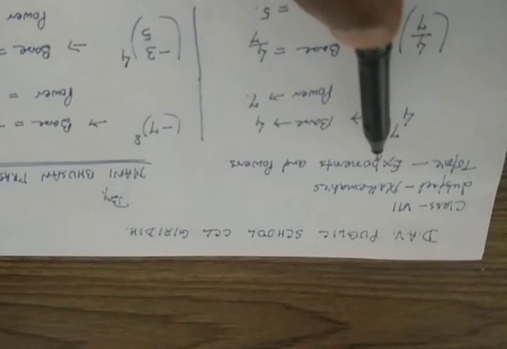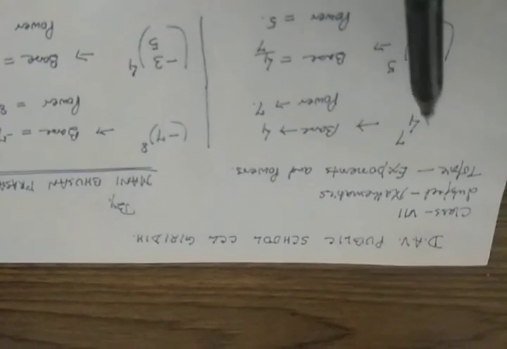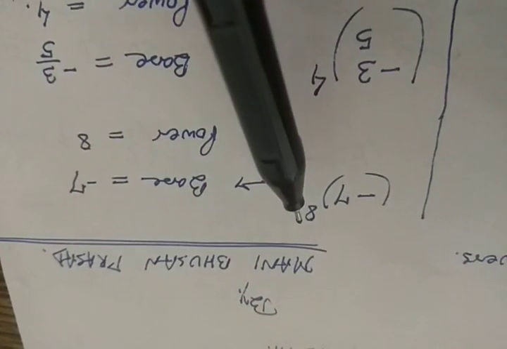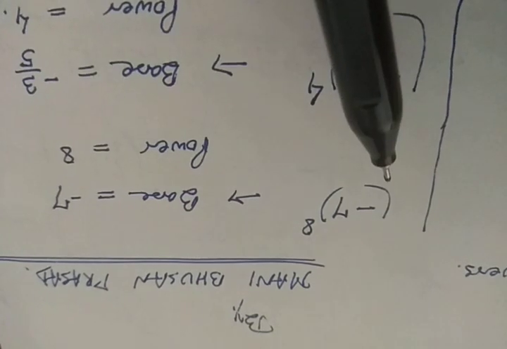Is it clear? So how do we read this one? 4 to the power 7. Okay. Just see the next one. I am taking this example now. Minus 7, and as it is the negative term, we have put the bracket, and to the power 8. What is base? Base is minus 7. Clear? And what is power? Power is 8. Have you understood?